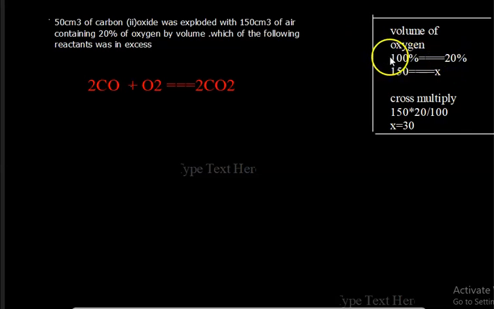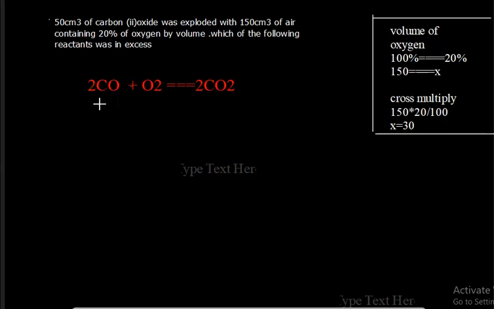So we are going to be comparing 100% to 20%. Simple comparison. If 100% of air contains 20% of oxygen, 150 cm³ would contain X. By simply cross multiplying, you'll have 150 times 20 divided by 100, which will give us 30 cm³ of oxygen, the absolute amount used in that Gay-Lussac's reaction.